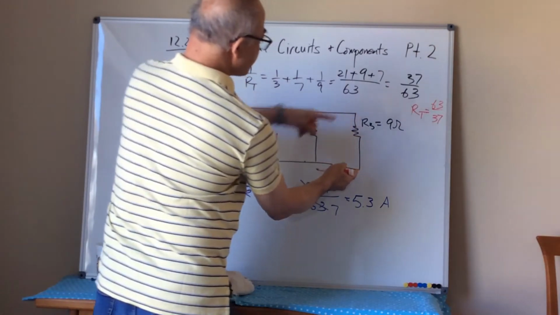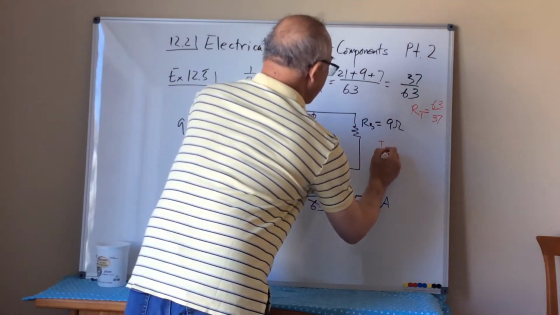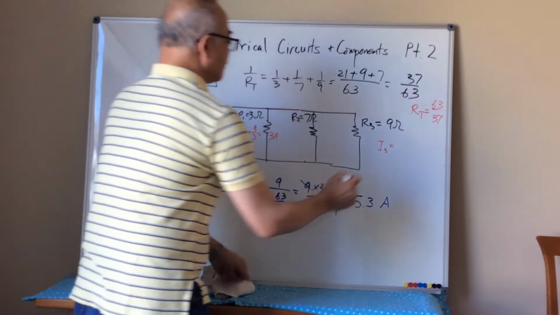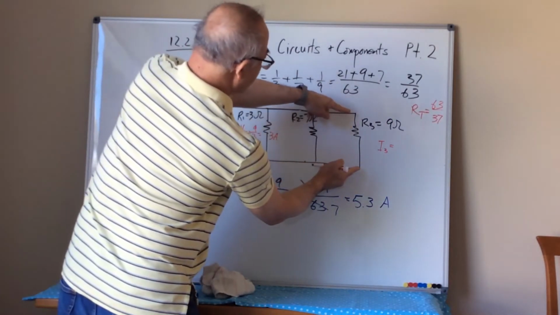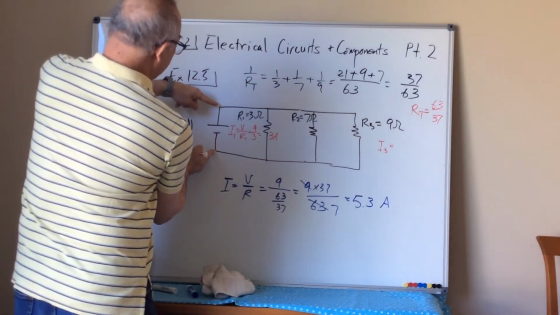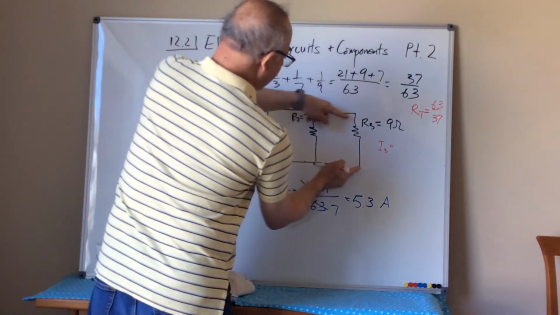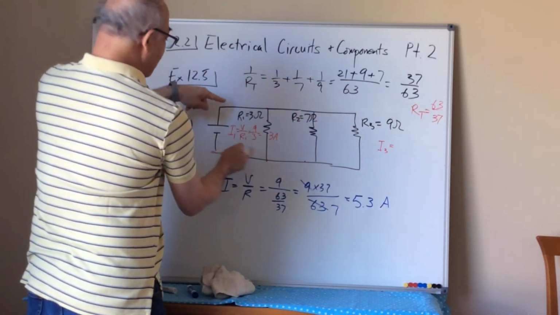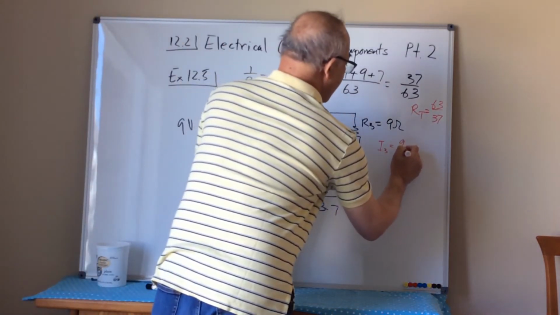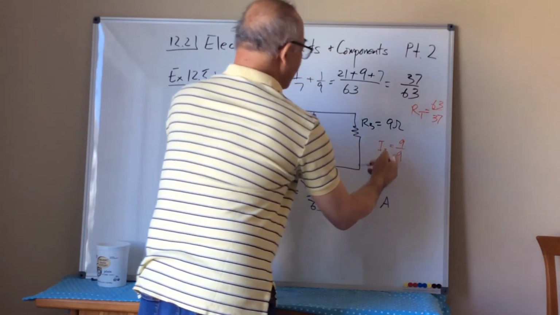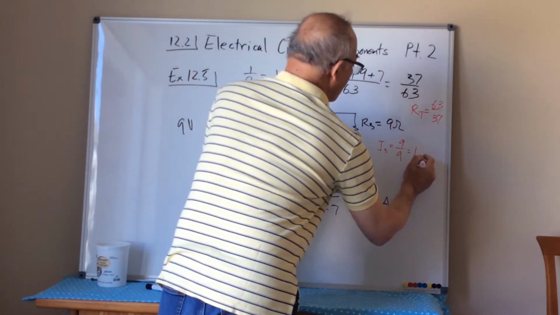Let's go with this one first. So I get I3 is equal to voltage drop again. The voltage drop across here is the same voltage drop across here, right? Because there's nothing in this line. It's the same node, really, the same points, right? So I get 9 divided by 9, V divided by R, right? 1 amp.